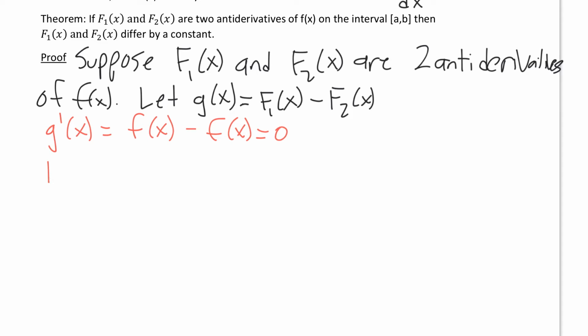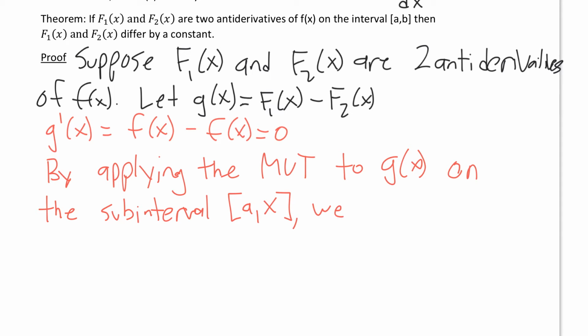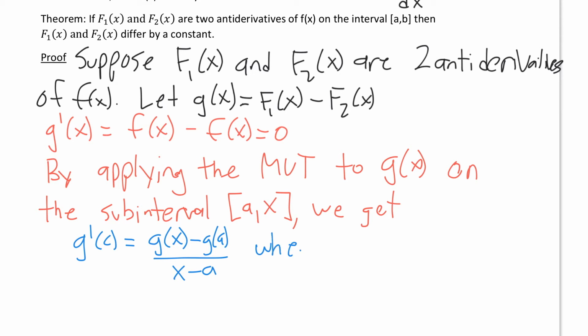So we're going to do the following. By applying the mean value theorem to g of x, and we're going to consider a subinterval here, the subinterval a to x, we get the following. We get g prime of c has to equal g of x minus g of a all over x minus a, where c is in a to x.